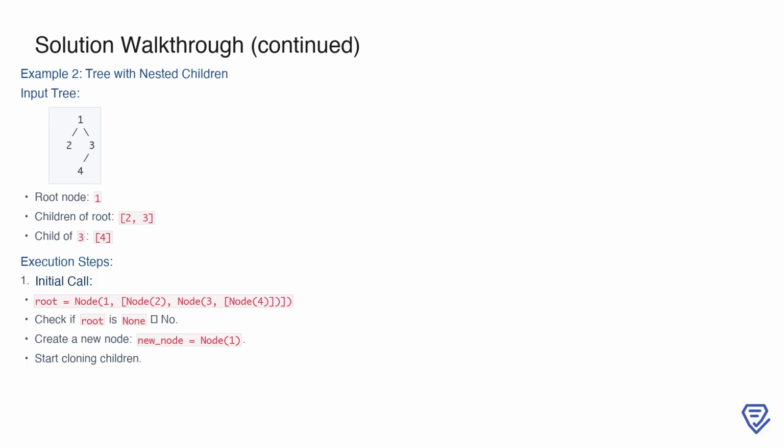We begin with the initial call for the root node, represented as node 1, node 2, node 3, node 4. Checking whether the root is none, we find that it isn't, so we create a new node, new_node equals node 1. Then, we move on to clone the children of the root node, starting with a recursive call for child node 2. In this recursive call, the current node is node 2. Since it isn't none, we create a new node, new_node equals node 2. Node 2 has no children, so we return the newly created node 2 to the previous level.